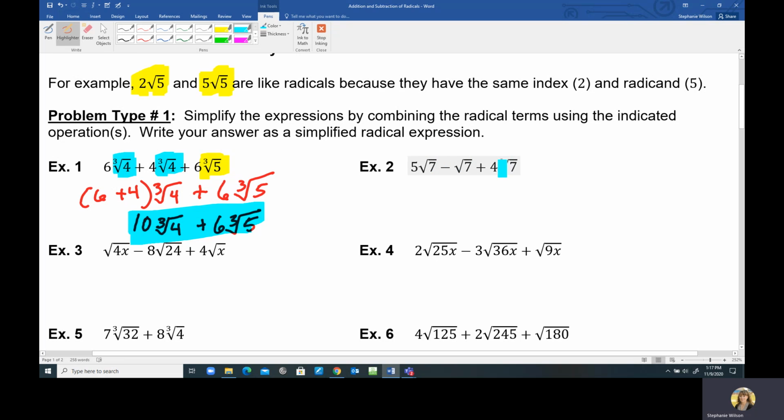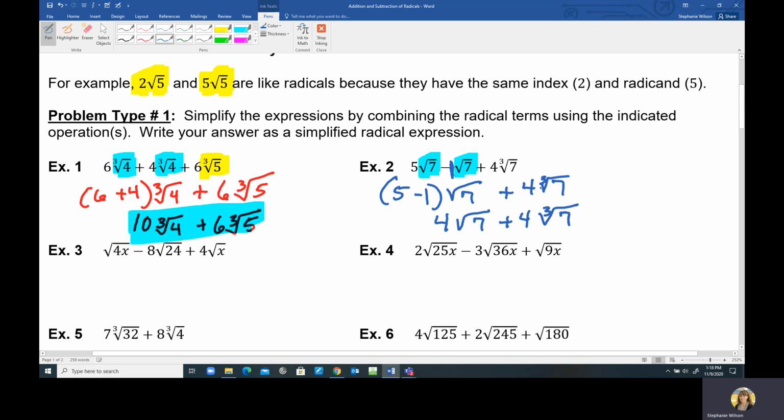So now let's look at example 2. Example 2 has the square root of 7, square root of 7, a cube root of 7. So these first two cannot be combined with the last two. So I'm going to put in parentheses 5 minus 1 because I seem to have a 1 in front of this root, square root of 7, plus the 4 cube root of 7. 5 minus 1 is 4 square root of 7, plus 4 cube root of 7. And that is my final answer.